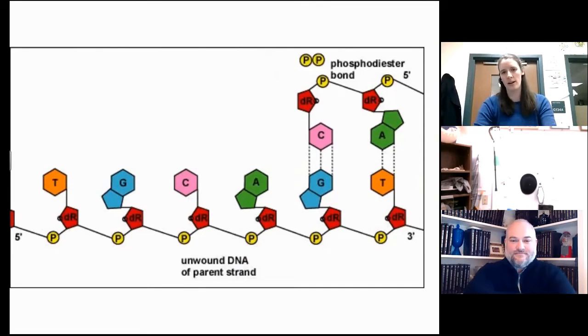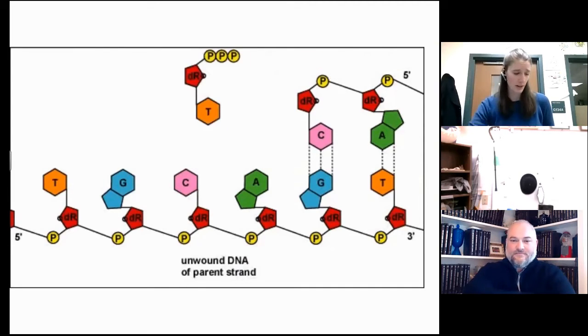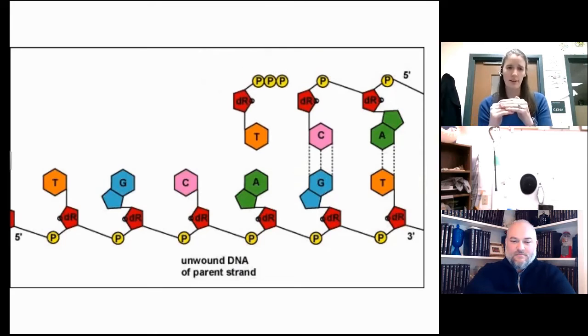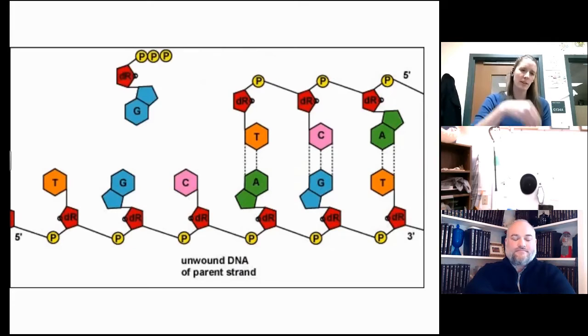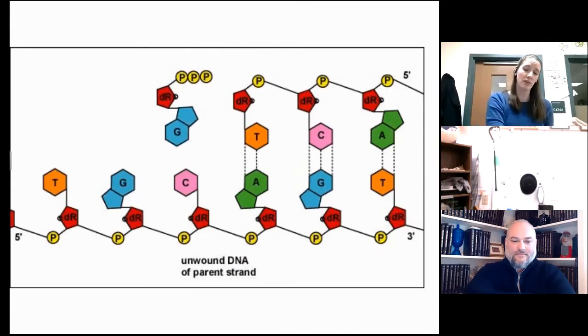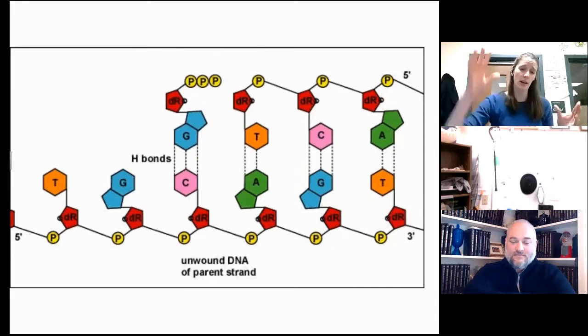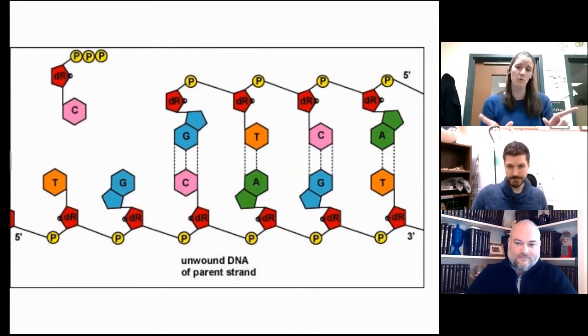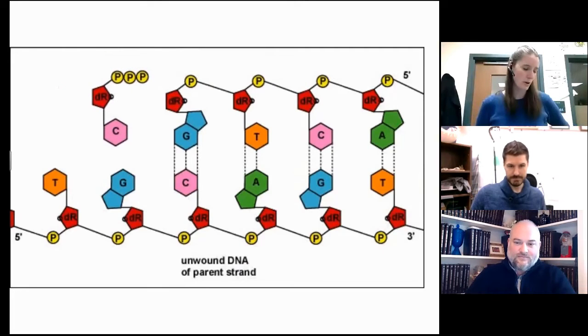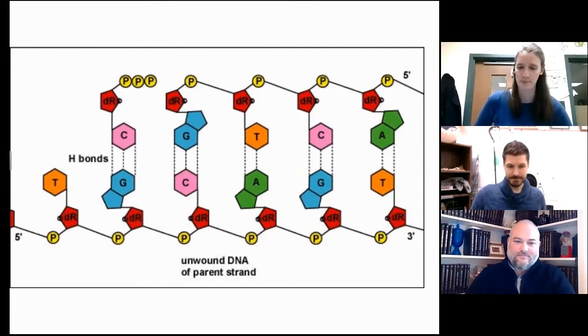We see our phosphate sugar backbone being bound together as well. And so this process keeps happening. So now we have a T joining with an A, and it'll continue to fill in all of these gaps. And if you imagine now we have this going on our other half of DNA, you can see how we would result with two new ladders, two new strands of DNA.